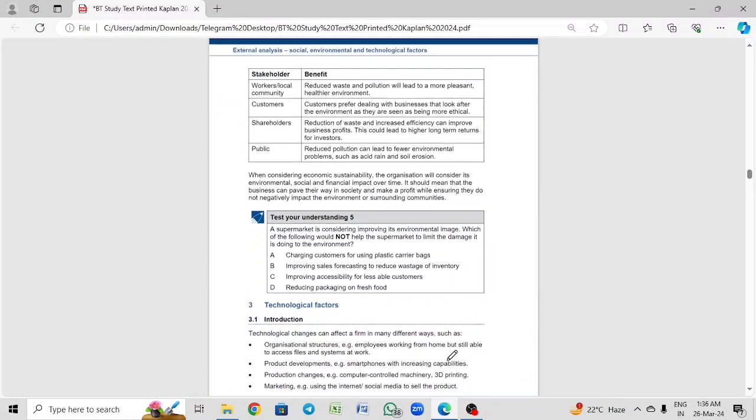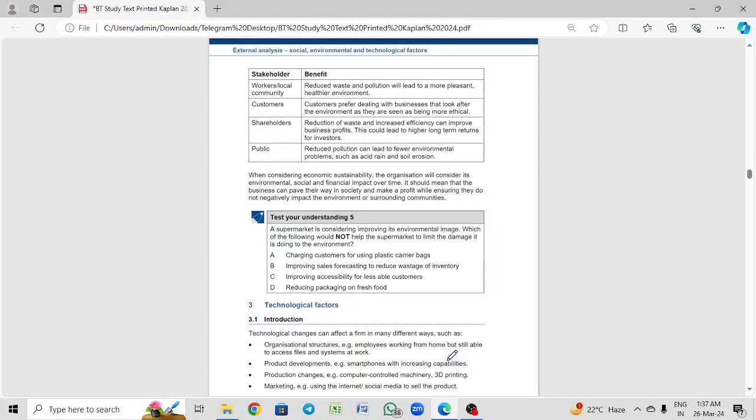So different environmental factors, okay, affect the views and perspectives of different stakeholders, thus affecting the business environment in different ways, okay. So all these factors have to be regularly reviewed by the businesses, okay. So next is the technological factors.